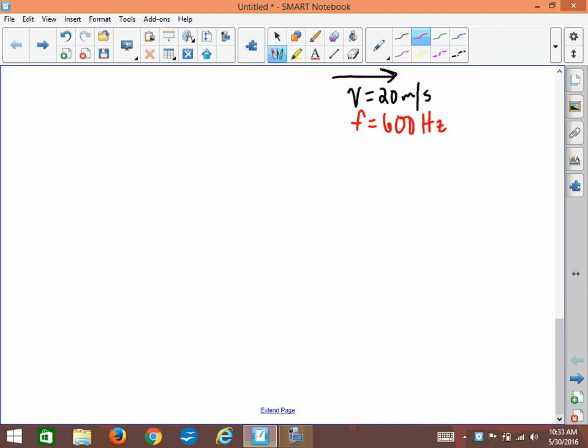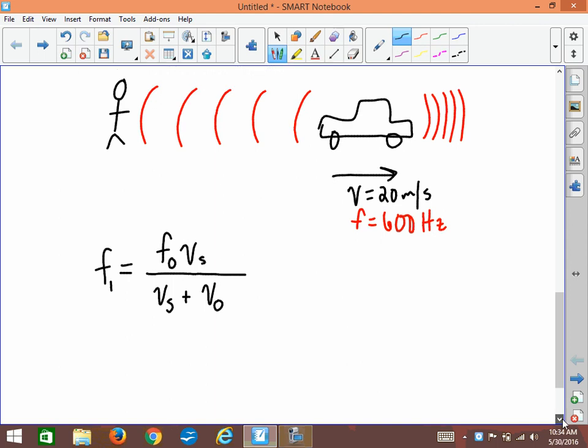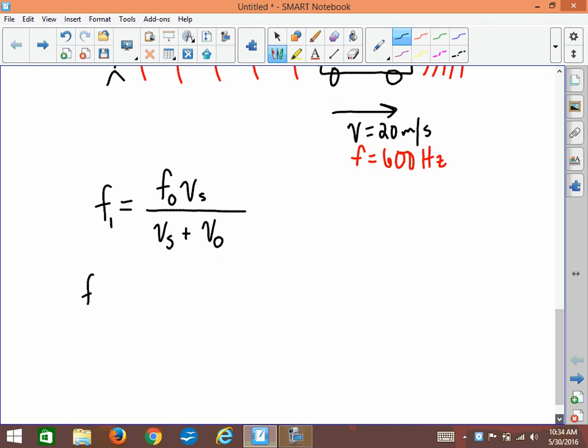And the way we figure that out is by adjusting our little formula ever so slightly. The perceived sound, or the sound that you will hear, is the original frequency times the speed of sound, same on the top, but the bottom is going to be the speed of sound plus the speed of the object, the speed of the car that's moving. So we change it to a plus sign, and that's the only difference. And if we figure it out, we would get F1 equals, again, 600 times 340, only this time it would be 340 plus 20.